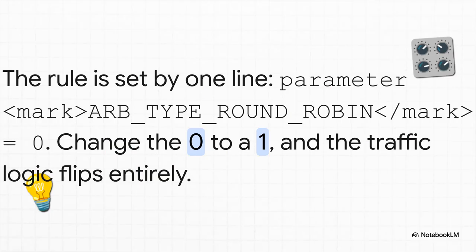And this right here is what's so brilliant about this code. The choice between those two completely different ways of working, it all comes down to a single line. See this little parameter here? ARB_TYPE_ROUND_ROBIN? If it's set to 0, the arbiter plays by the strict priority rules. But if an engineer just changes that 0 to a 1, the entire system switches to the fair and square round robin method. Think about that. One tiny change totally redefines the flow of traffic.